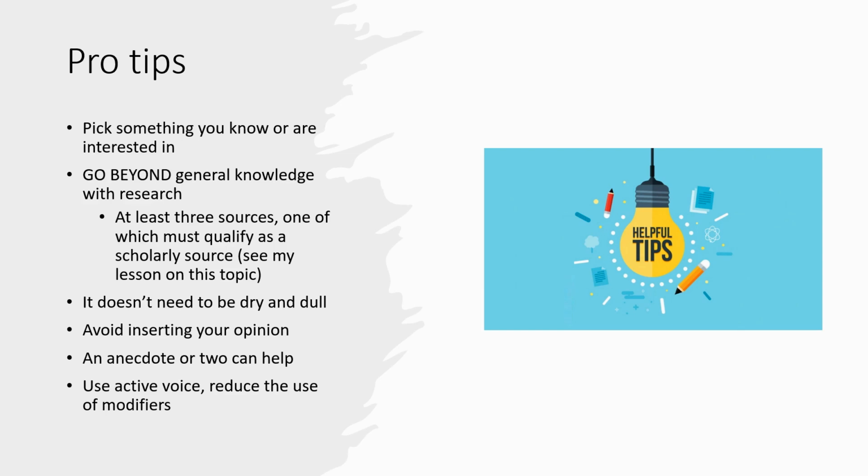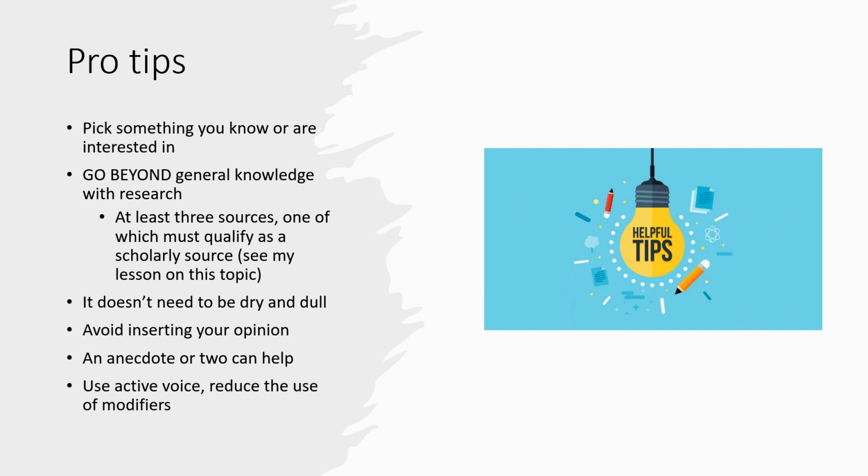And so you've got to include at least 3 sources, at least one of which has to be a scholarly source. I talk about scholarly sources and other credible sources in another lesson. Make sure you understand what I'm talking about there and you use them appropriately in this paper. Because it's an academic paper doesn't mean it's got to be dry and boring.